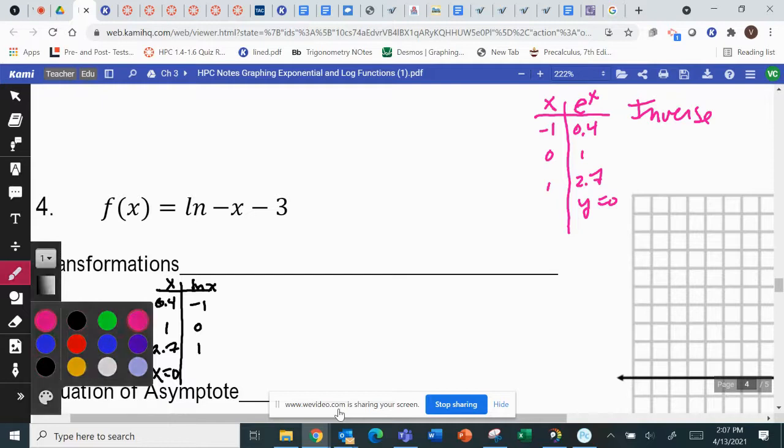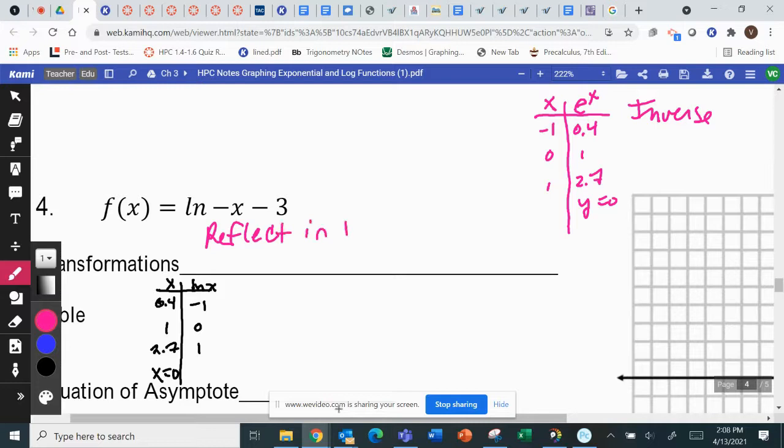All right, from here we need to do our transformations. And what transformations do we see? There's a reflection in the, which axis?